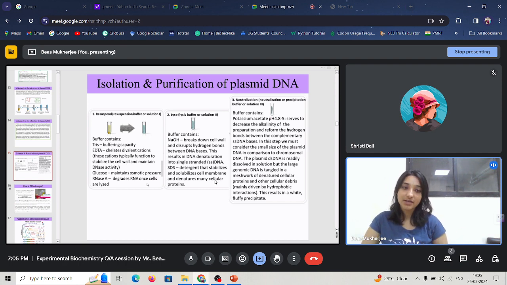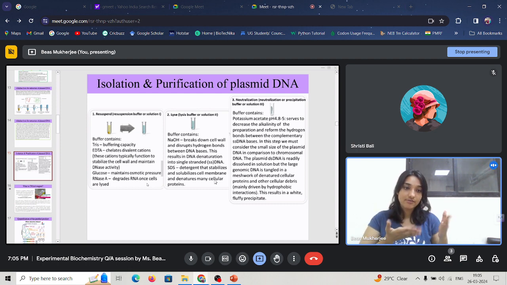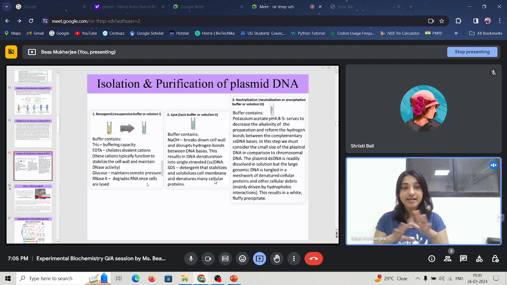Or even higher pH. Then there is EDTA. EDTA is going to chelate the divalent cations. Now DNases need divalent cations for their activity. What is the activity of DNase? DNase is going to cleave DNA. We do not want that, and that is why we are adding EDTA, so that it can catch hold of all the divalent cations and make sure DNA is intact. It is not chopped off by the DNases.